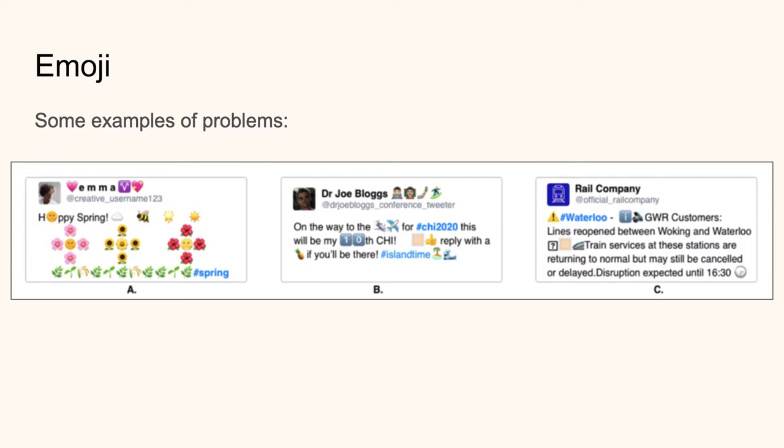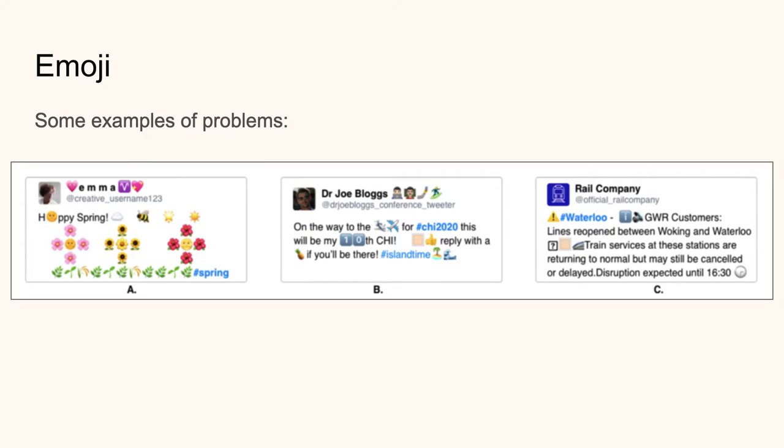The middle one is a tweet from someone who's on their way to the CAI conference. And just here you can see an empty box. That's for an emoji that doesn't exist on the recipient system. So Dr. Bloggs has tweeted that. He's probably tweeted some new emoji that's just been released on Android, but I'm using an Apple phone and I don't have it yet, so I have no idea what that is.